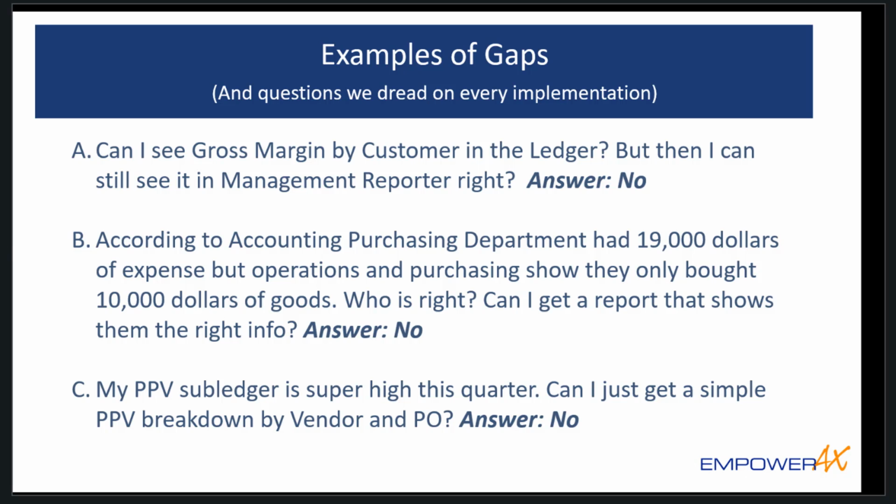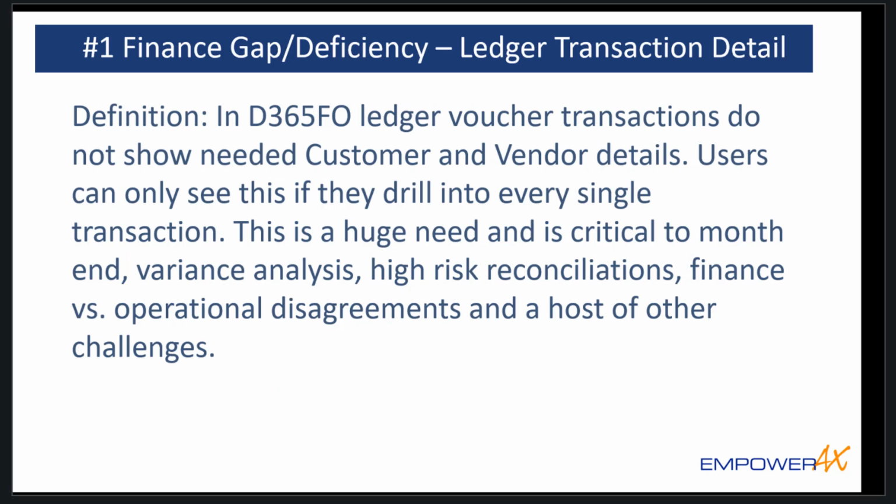Because it comes down to one of the biggest gaps you have in D365 and something that is really challenging, and something that we closed here at Empower, and it's probably our number one feature and benefit, and that is ledger transactions do not have the needed customer and vendor detail out of the box. Users can only see this if they drill down into every single transaction. Month end is killer. Variance analysis killer. And every time we've implemented this, we seem to increase month end by 4 days. But again, this is something a lot of people don't know they don't have until it's too late.